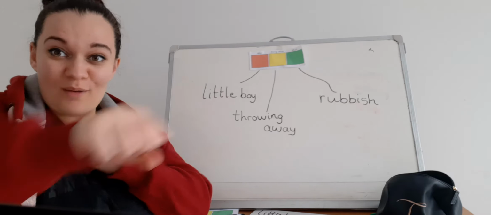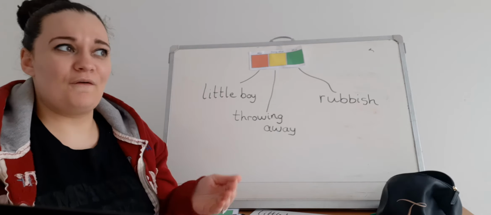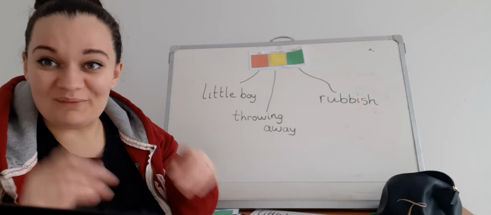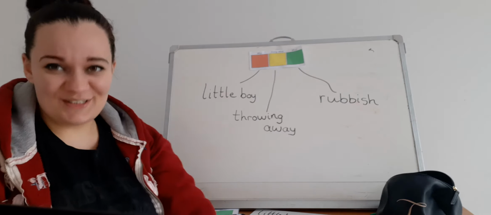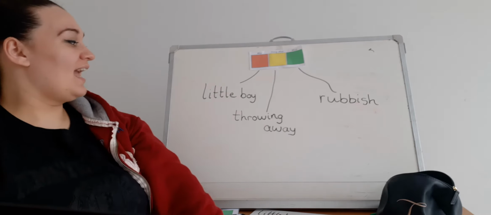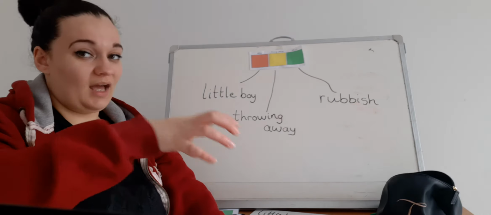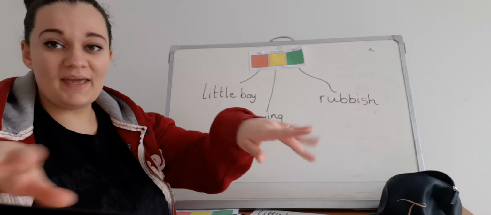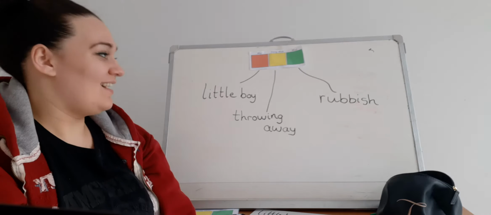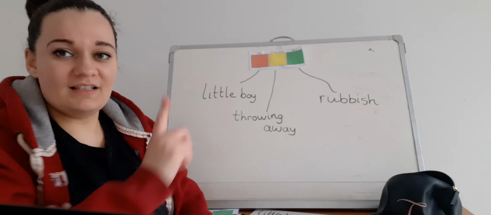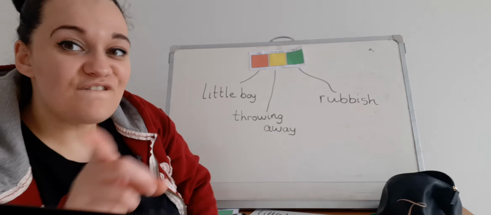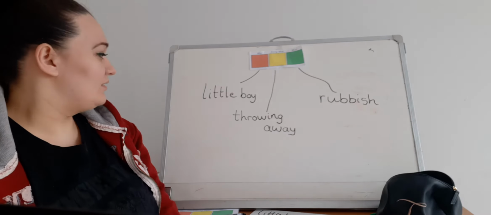Full stop. Amazing. I couldn't think of an action for rubbish, so I just did this, I think. But if you've got a better one, you do that one, okay? Let's do that again. Ready, steady, go. The little boy is throwing away the rubbish. Full stop. Amazing. Well done, guys. So write that down and don't forget your, what do you need in between every word? Your finger spaces. Well done.